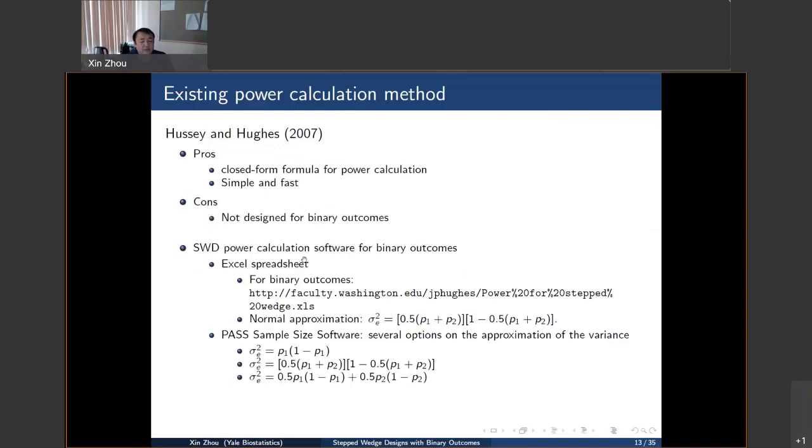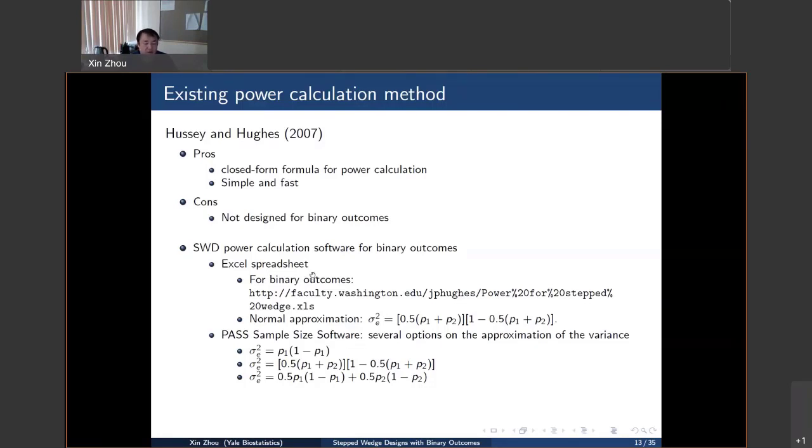Okay, the advantage of the Hussey-Hughes method is that there is a closed form formula for power calculation, so it's simple and fast. The limitation is that this method was designed for continuous outcome and not for binary outcome.